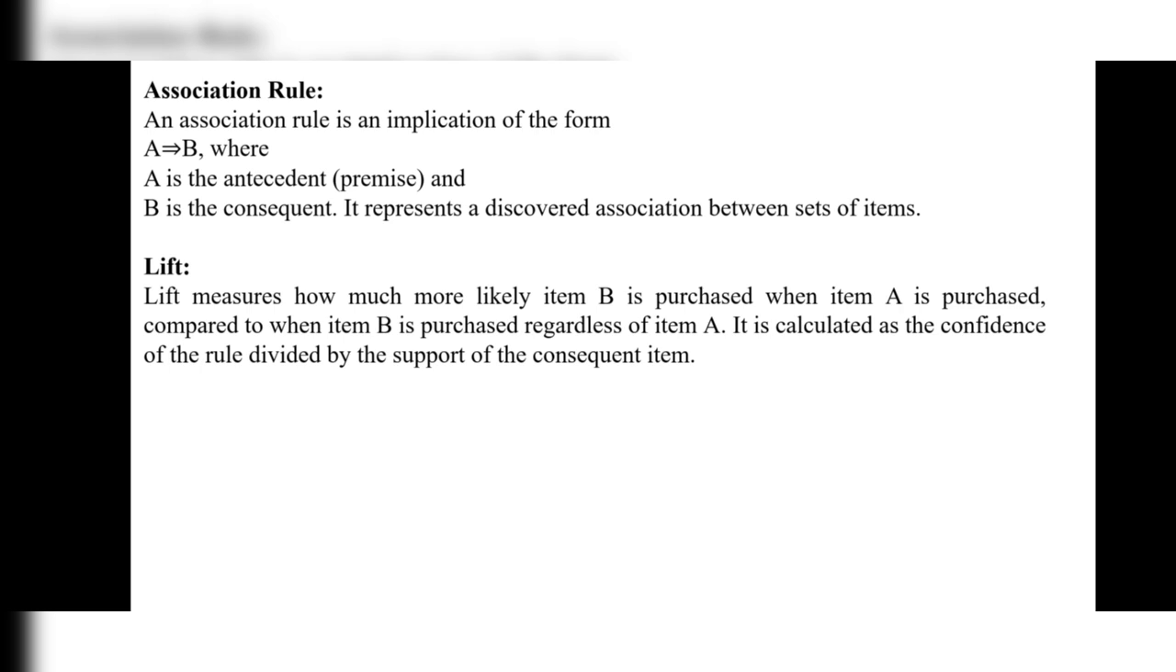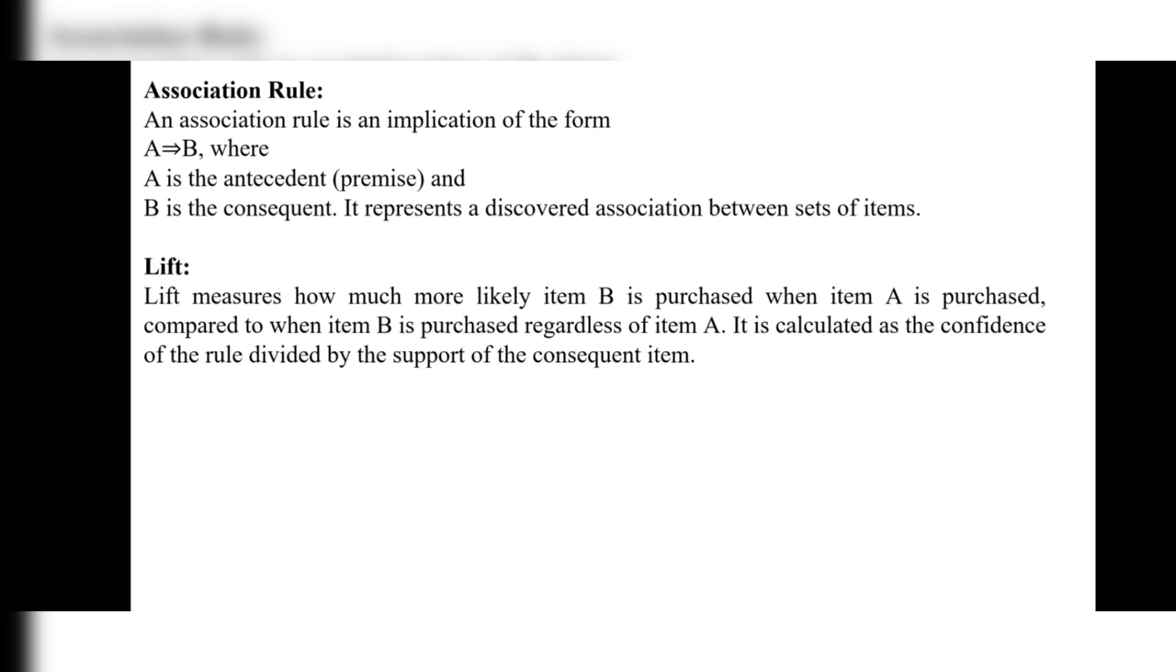That means if a person buys item A, then other customers are consequently buying B. That means B is a consequent to A. If we are purchasing A, you are purchasing B also. That means B is a consequent to A.